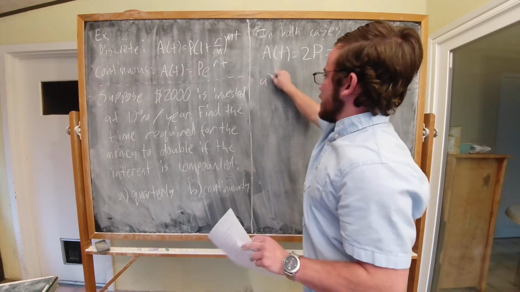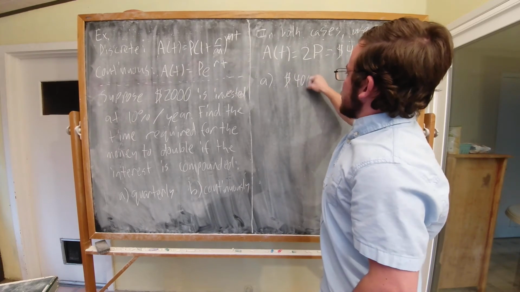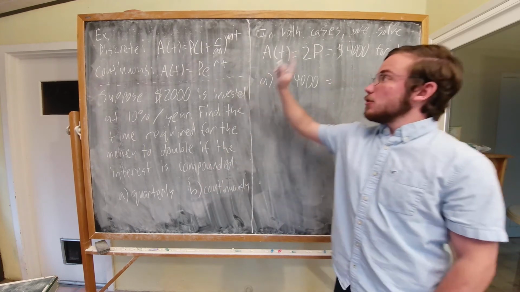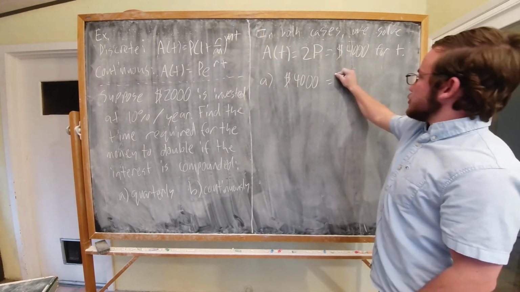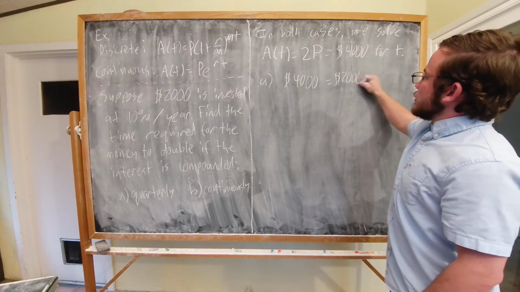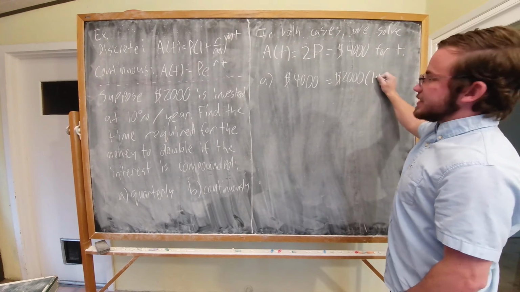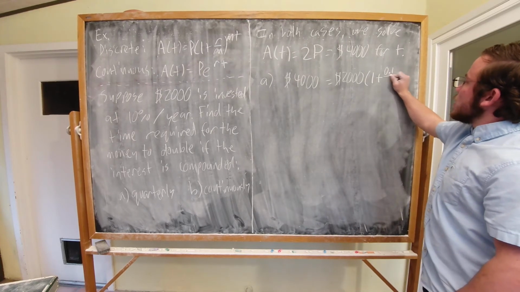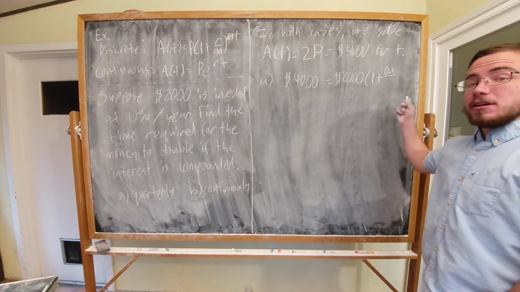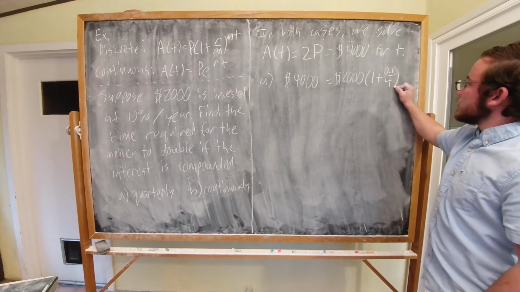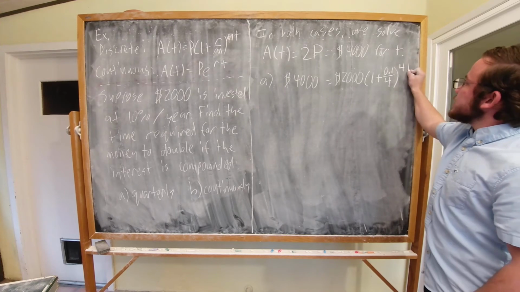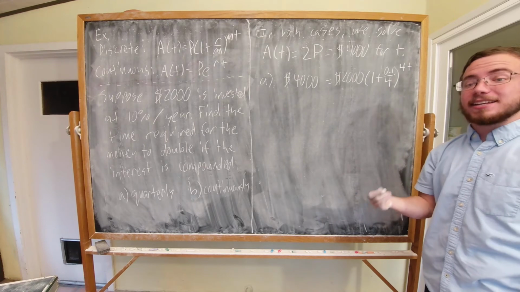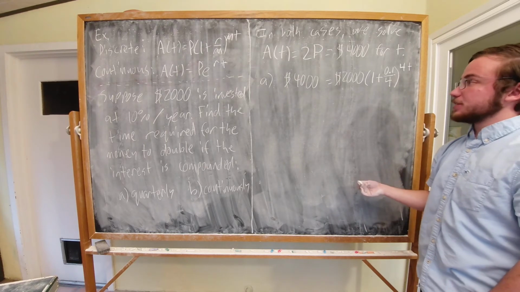Well, for part A, $4,000 is equal to, okay, we're talking about quarterly compounding, so we're working with this first one. So it's equal to $2,000 times 1 plus interest rate is 10%, so 0.1, compounded 4 times per year, 4t. Why t? Because again, that's what we're trying to solve for. We don't know how long it's taking. We're trying to figure that out. How do we solve this?